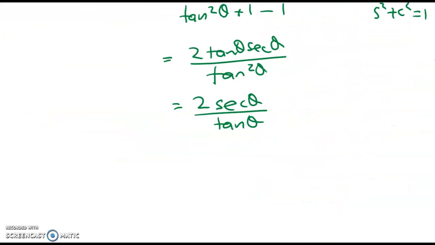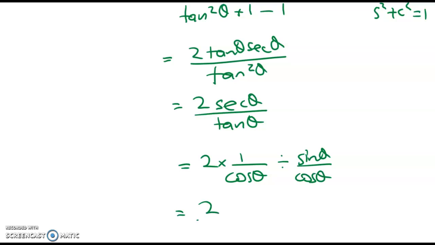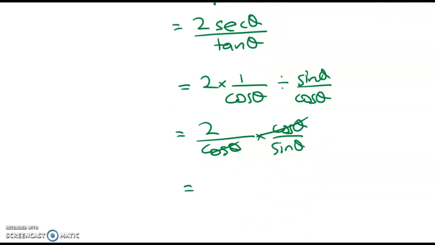All I have to do now is just write in my definition. So 2 times 1 over cos theta divided by sine theta over cos theta, which is 2 over cos theta times cos theta over sine theta. They simplify away, which finally leaves me with 2 cosec theta, which is the right-hand side as required.